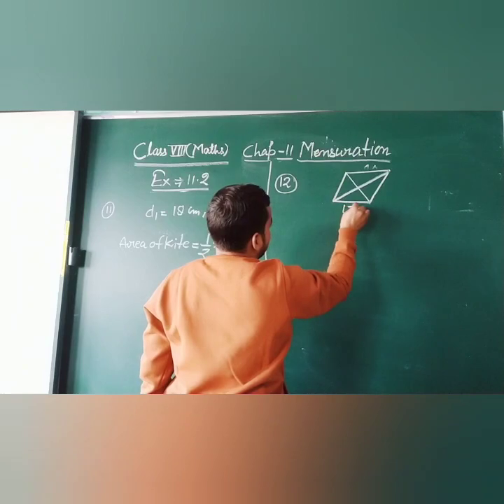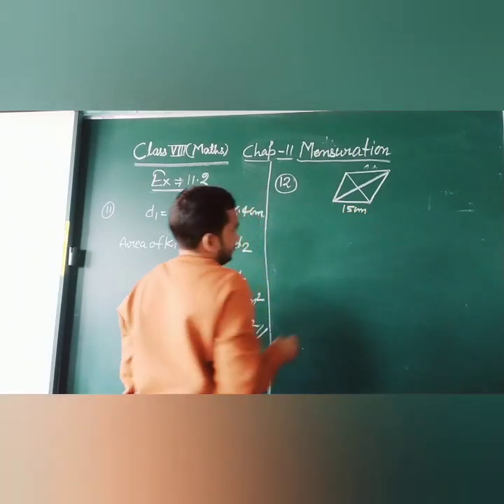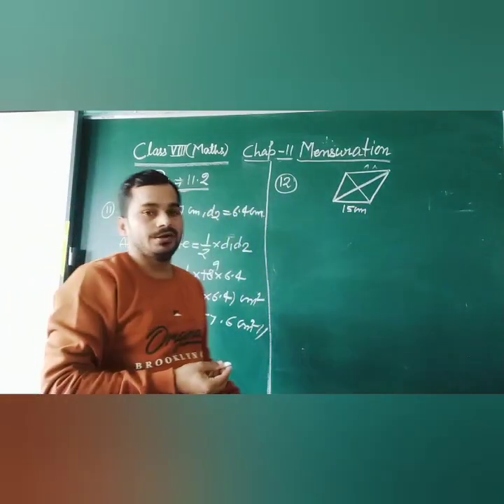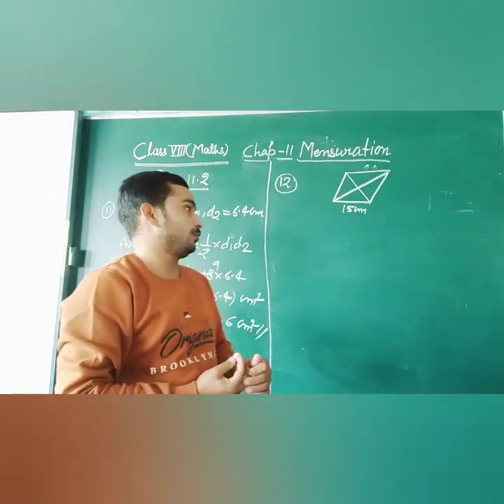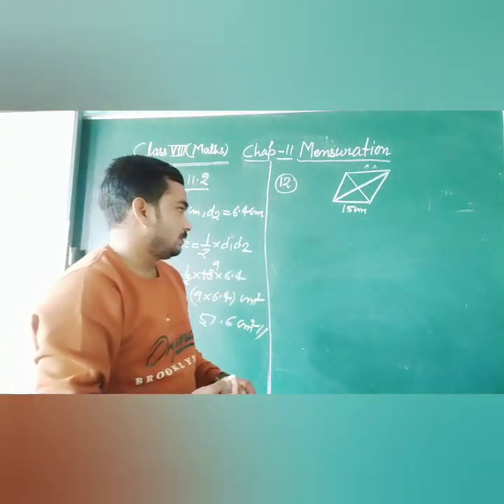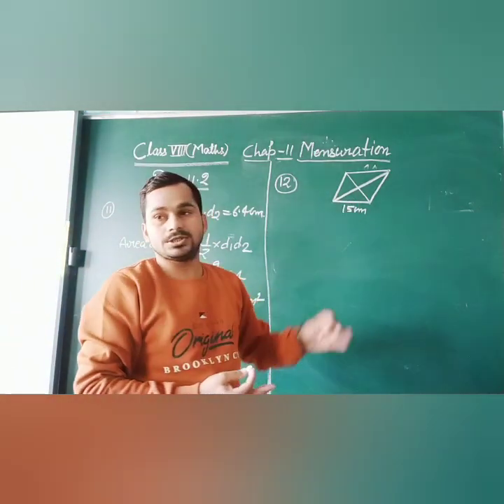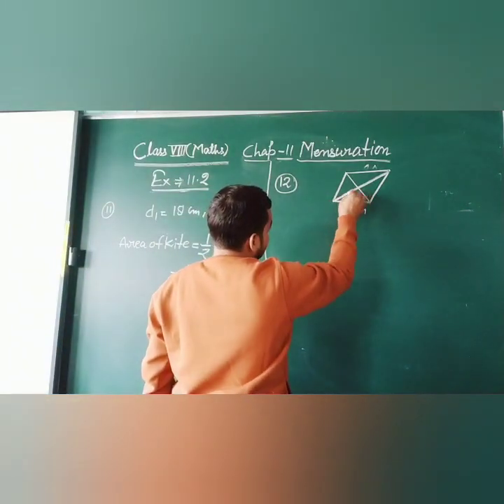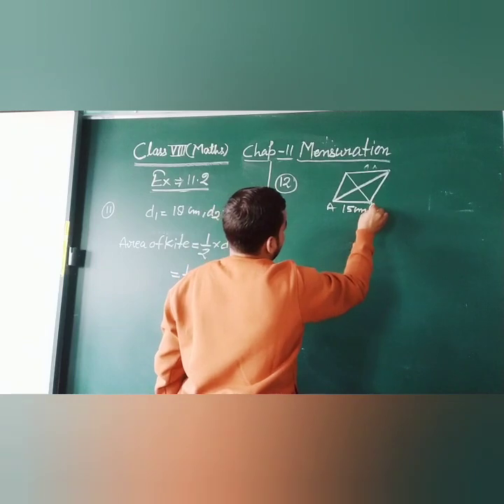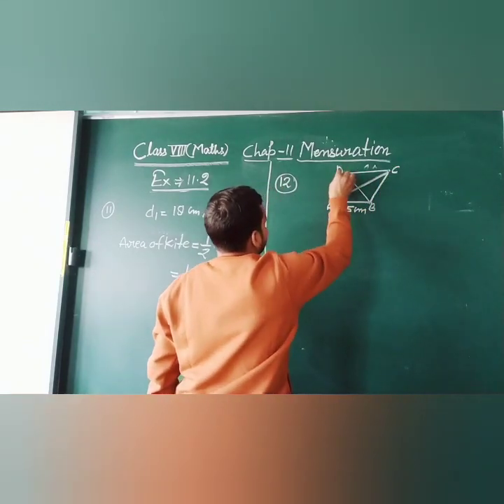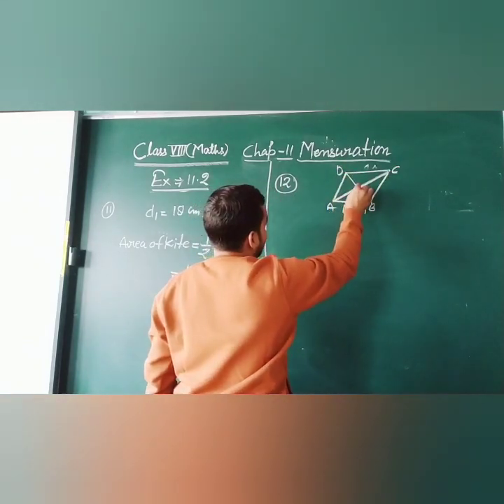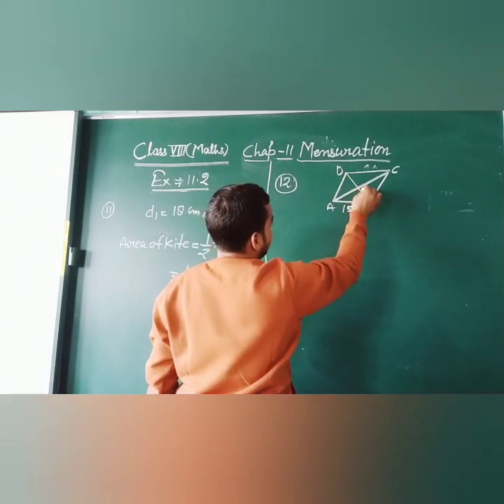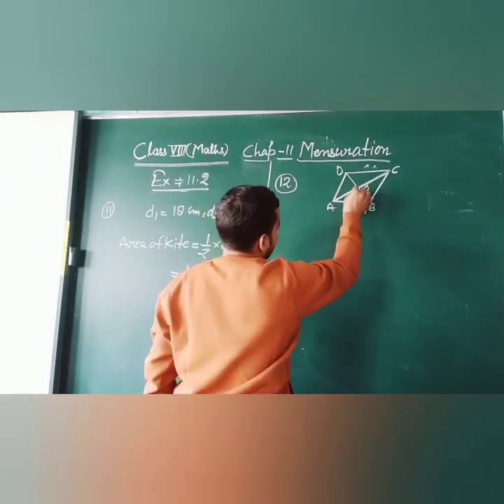Each side of the rhombus is given as 15 centimeters. According to the property of a rhombus, the diagonals of a rhombus bisect each other at right angles. So take rhombus ABCD, where O is the intersecting point of the diagonals, which bisect at right angles.